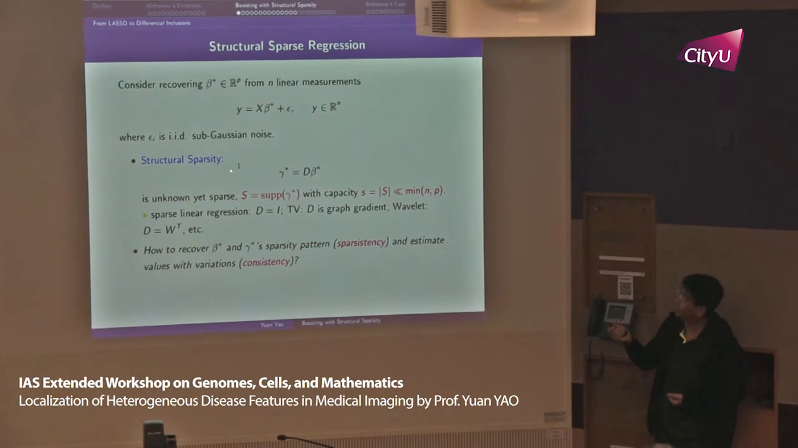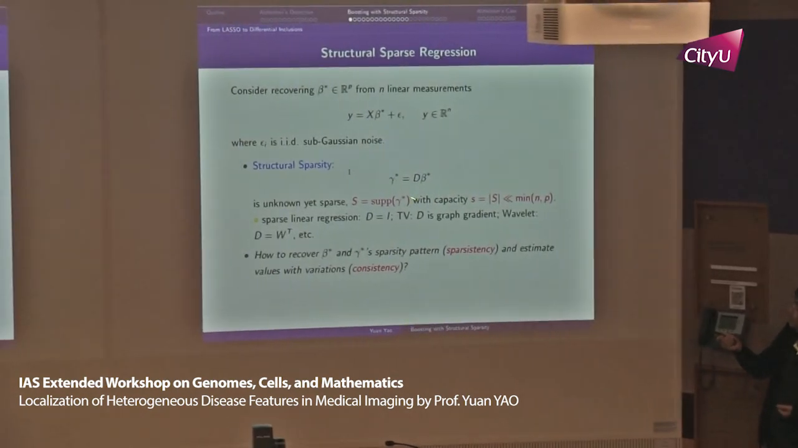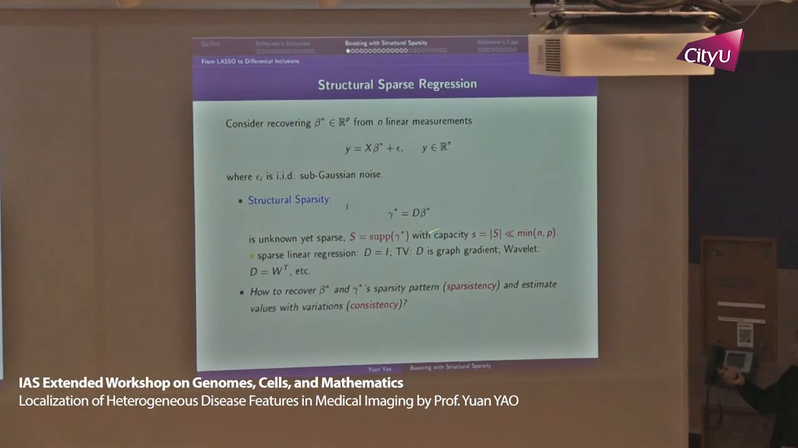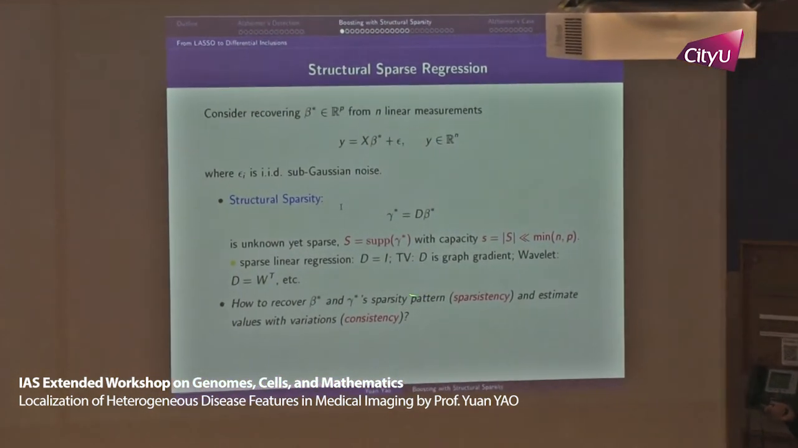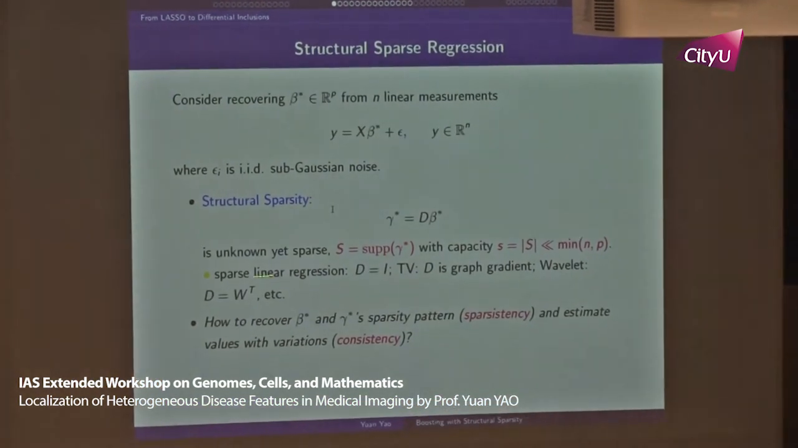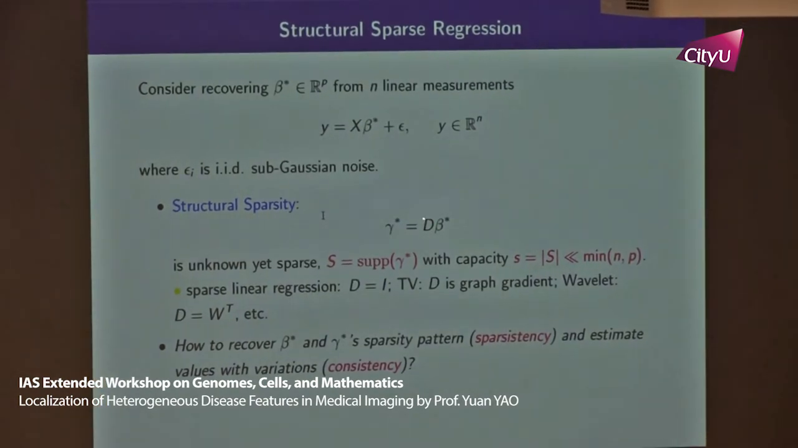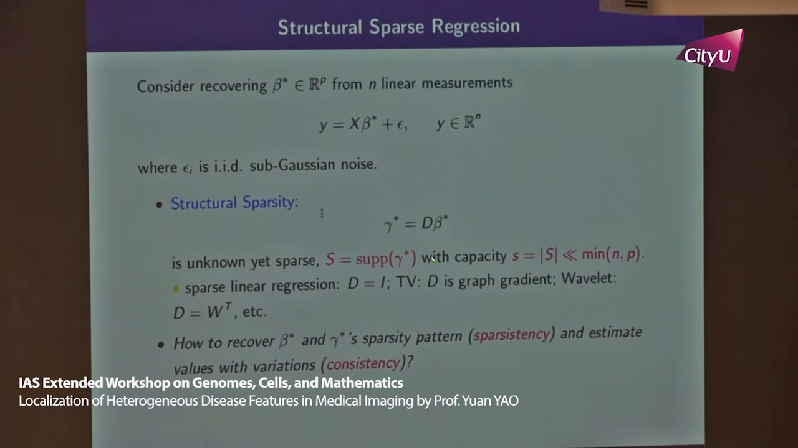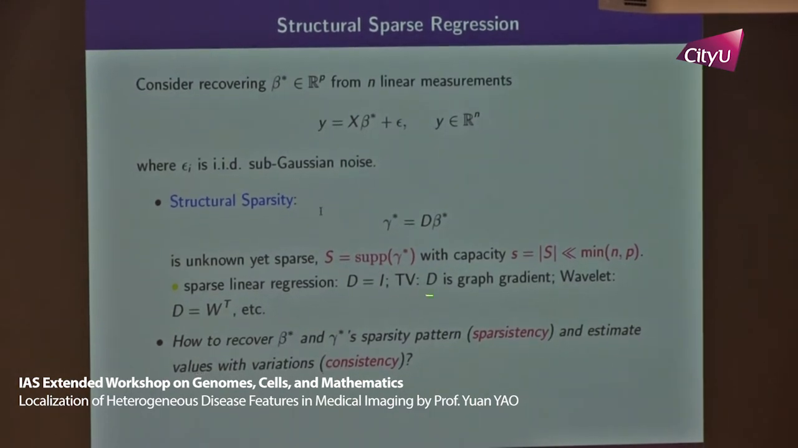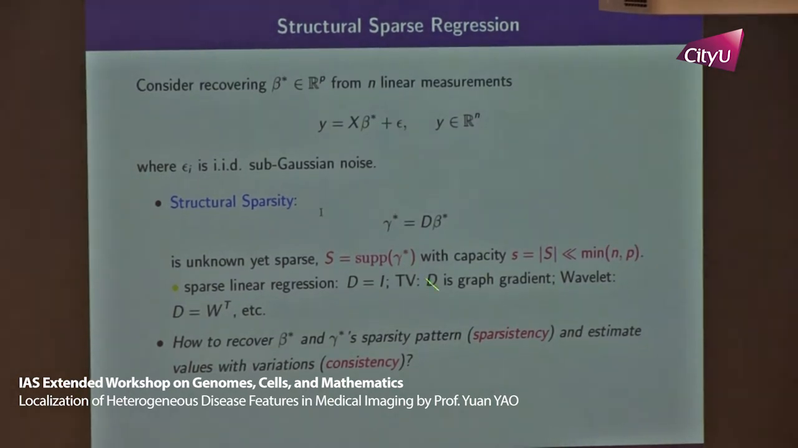Usually we assume some structural sparsity, in the sense that after a certain linear transform D on this true parameter beta star, you get gamma star. This gamma star is very sparse, in the sense that the support set, the number of non-zero components in gamma star, is much smaller than n and p. That's the notation. This summarizes a very typical sparse structure method in the literature, like sparse linear regression if we assume D is the identity. In image processing, you use total variation, which means D is a graph gradient. And in signal processing, D might be a wavelet transform or any frame of different types of sparse transform. All these can be summarized in this framework.